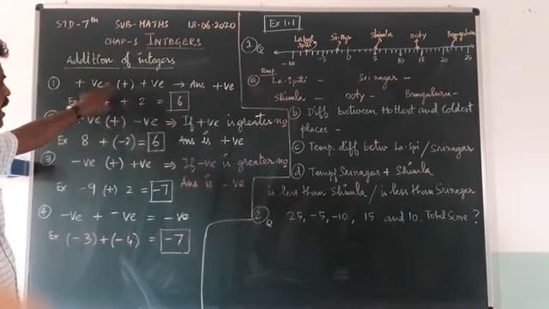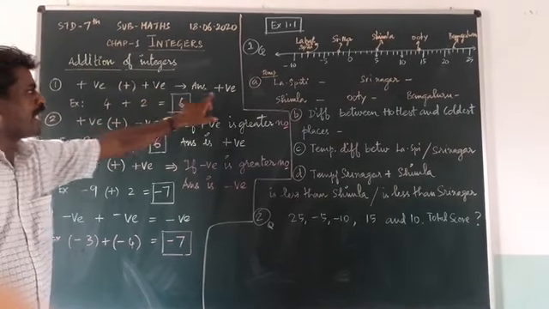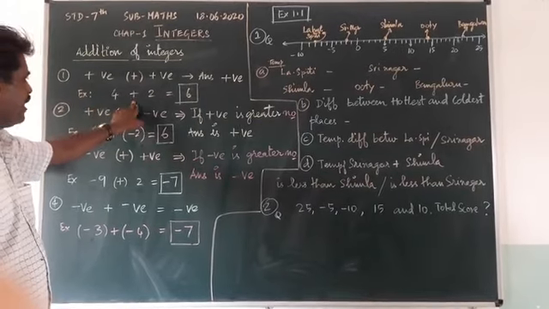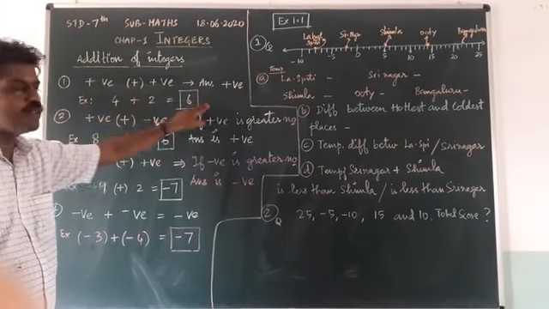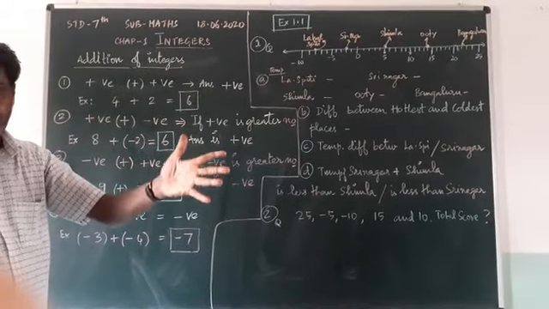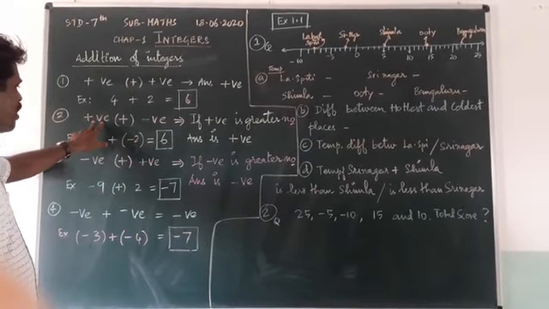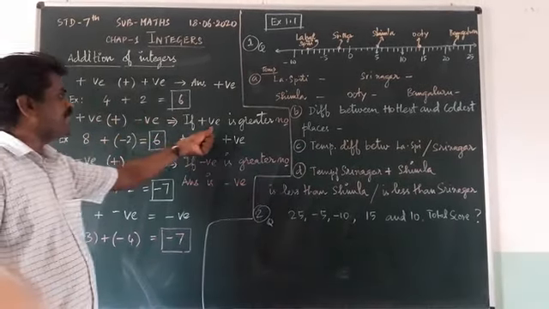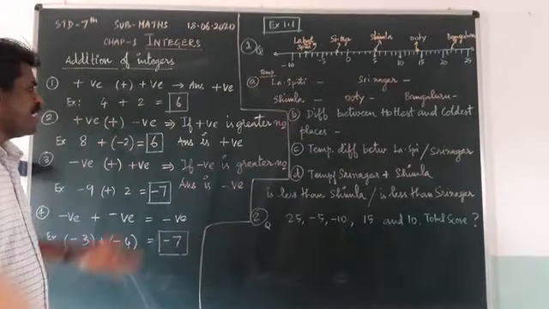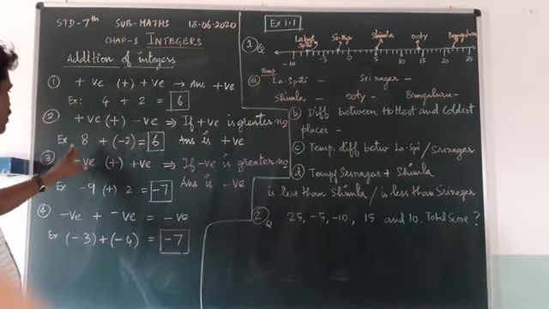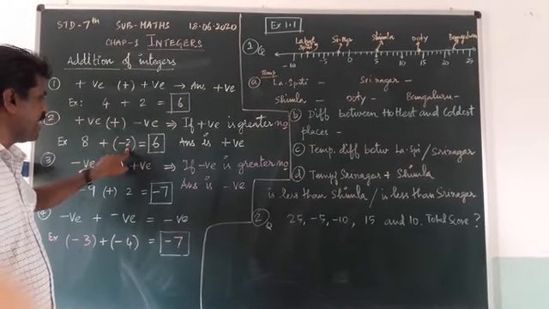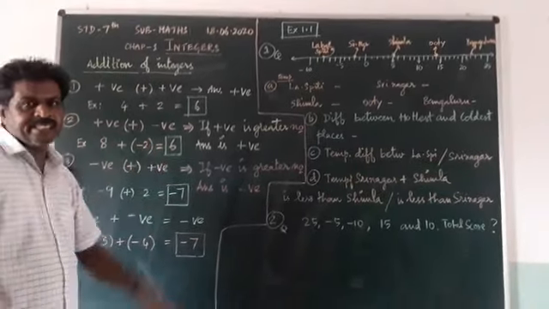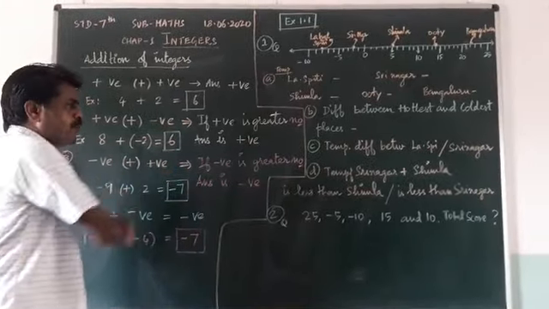If a positive number is added with another positive number, your answer will be positive. For example, 4 added with another number 2. So 4 plus 2 is 6. Both are positive, the answer is positive. Second condition. If a positive number is added with a negative number, if the positive number is greater, then your answer will be positive. Example, 8 plus (minus 2). Minus 2 is less, 8 is the greater number. So 8 minus 2, 6 is the answer. So your answer is positive.